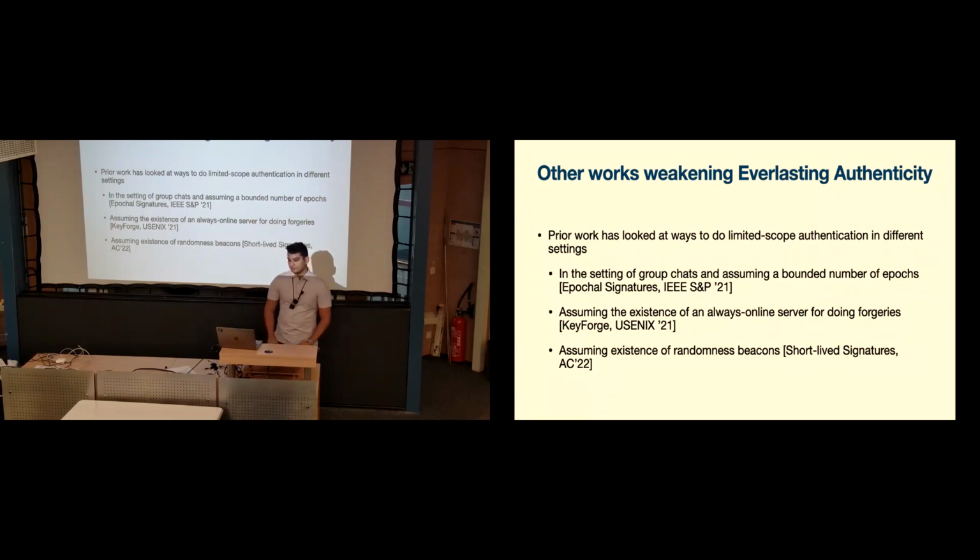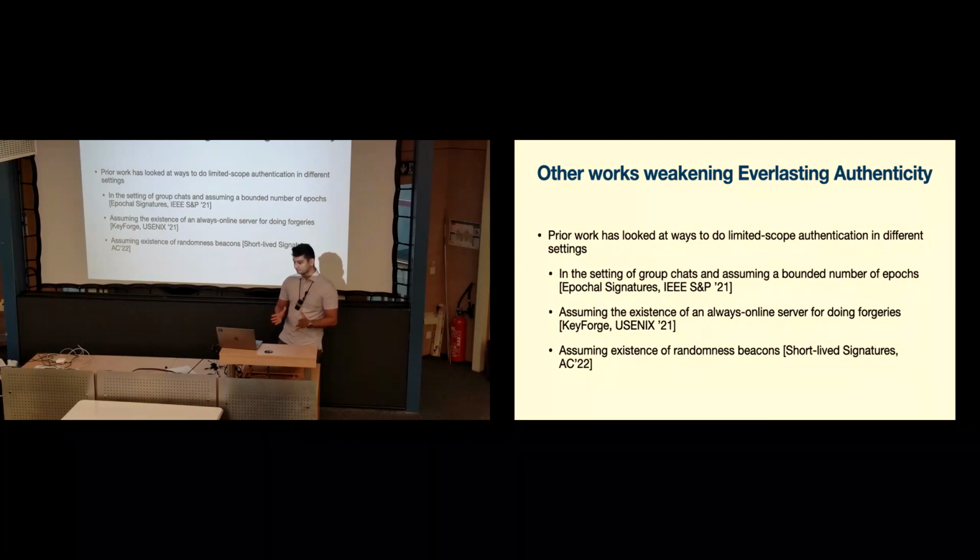And the first work in this line was on epochal signatures, and what they do there is they look at a similar scheme for group chats, and in particular deniable group chats. And what they do is they take time and they say that we're going to split time into a set number of epochs, and they have a scheme that works in that setting.